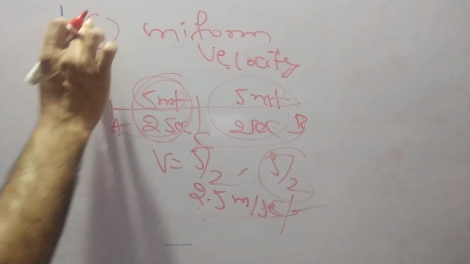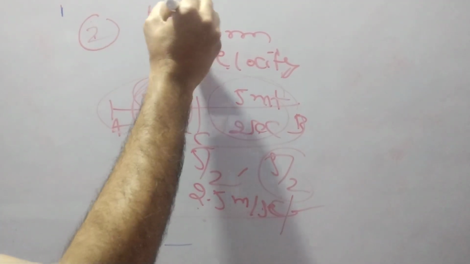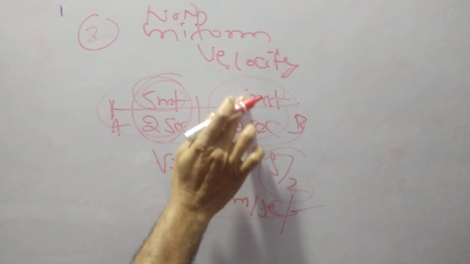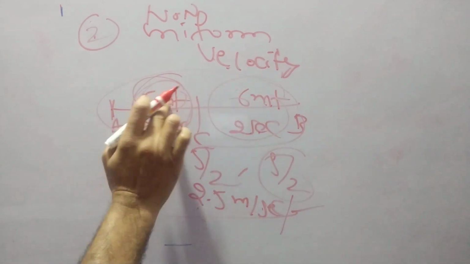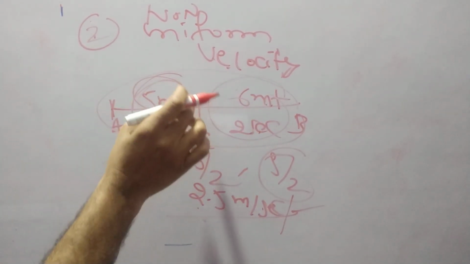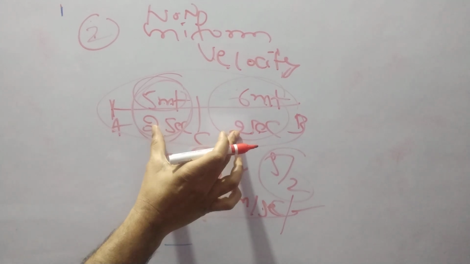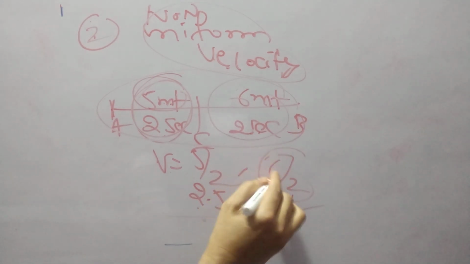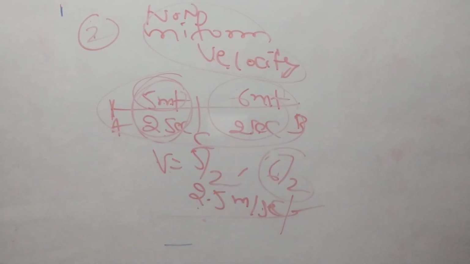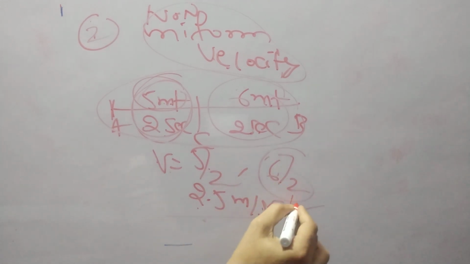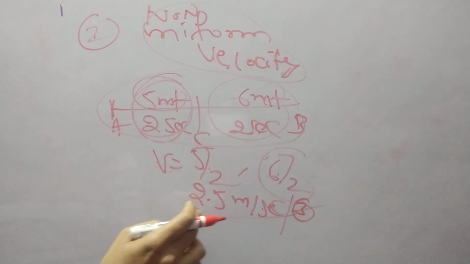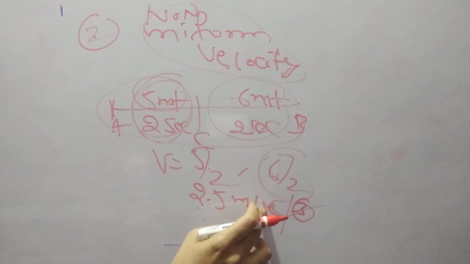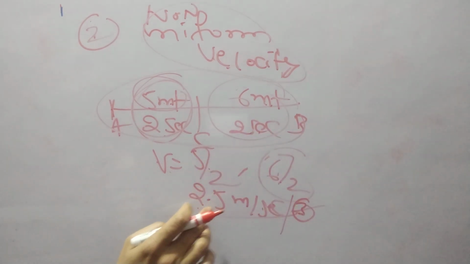Right? Second one is non-uniform velocity. If the object moves unequal distances, so instead of 5, suppose it is 6, the distance is different but the interval of time is equal. So if the object moves unequal distances in equal intervals of time, that situation is known as non-uniform velocity. So your velocities will be 5 by 2 and here 6 by 2, so you are getting different velocities, 2.5 and 3. For speed, that is 2.5 meters per second and 3 meters per second, but velocity means 2.5 meters per second and 3 meters per second in some direction, because it is a vector quantity.